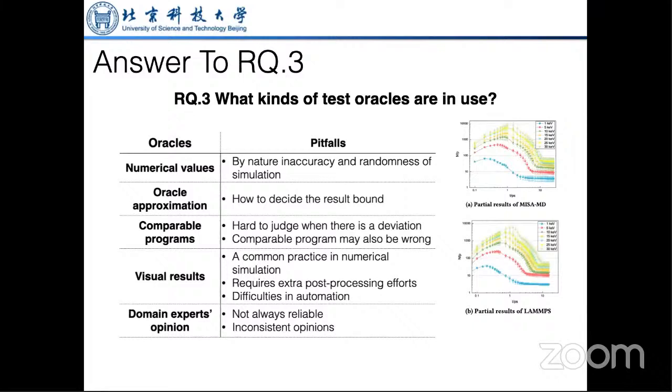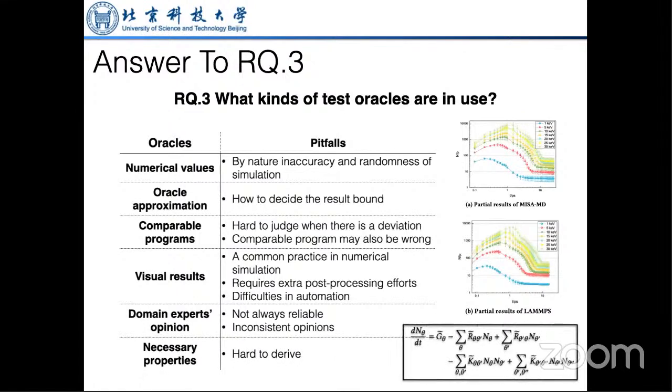We sometimes ask them to manually check whether the actual outputs were correct. However, their opinions are not always reliable. Different domain experts may also give inconsistent opinions. Necessary properties are also test oracles. As we have explained, it's very hard to derive necessary properties. Please look at this math model of MISA-SCD. It is completely beyond our ability to interpret, analyze, and derive any property or metamorphic relation.